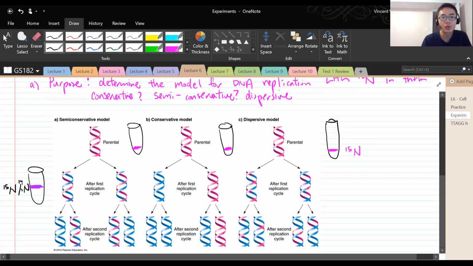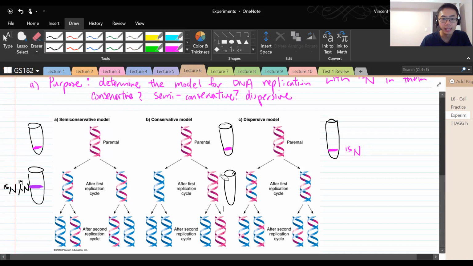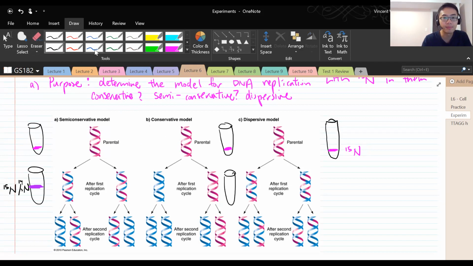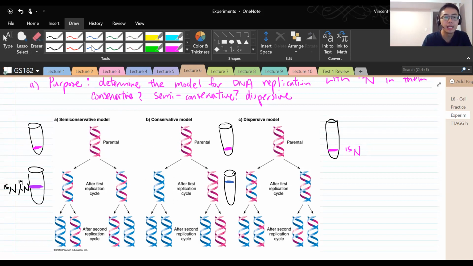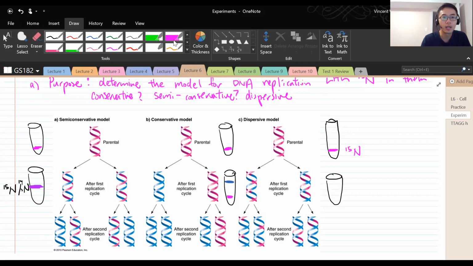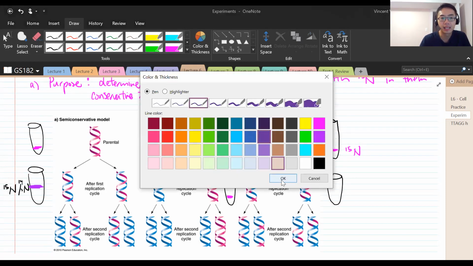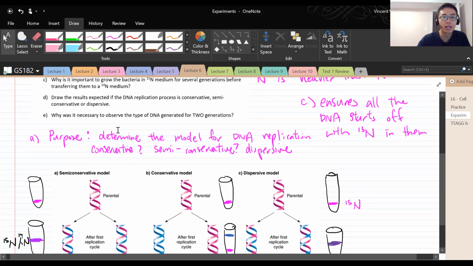If it is the conservative model, and you collect the DNA and spin it down, you would expect to have two separate bands: a lighter N14 band corresponding to the completely new DNA, and an N15 band at the bottom. If it's the dispersive model, then you will also have a mixed band in the middle.